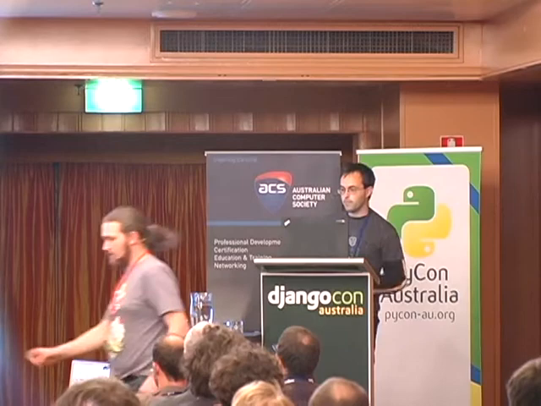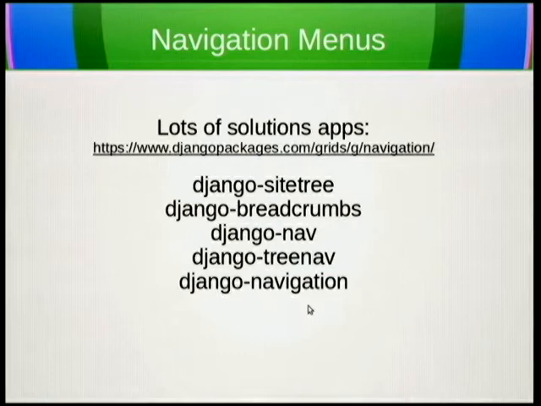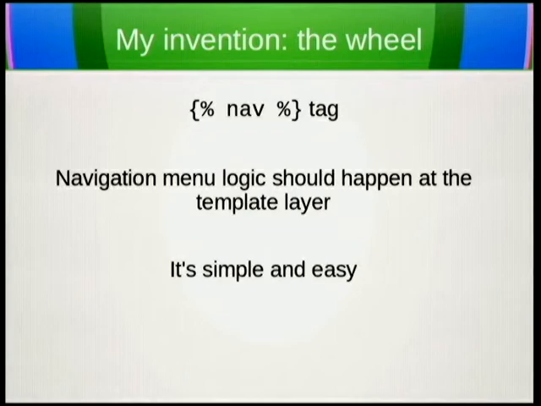All right, so I've got a pretty menial topic to discuss. It's got a point at the end of it, though. In navigation menus, there are lots of these ones, like Sightree, that I think it was Simon talked about earlier on in the day. So I wrote my own one, my invention, the wheel. It's the nav tag. I always was frustrated that these things, probably because I wrote one myself back in about 2008, a navigation menu solution that used ugly classes and all of this stuff in the database.